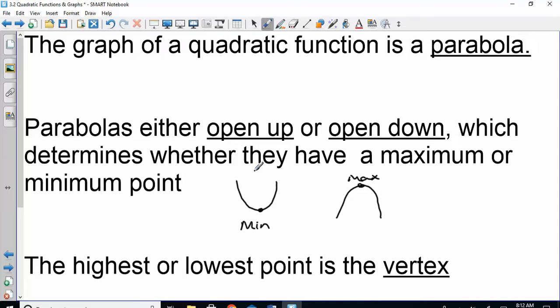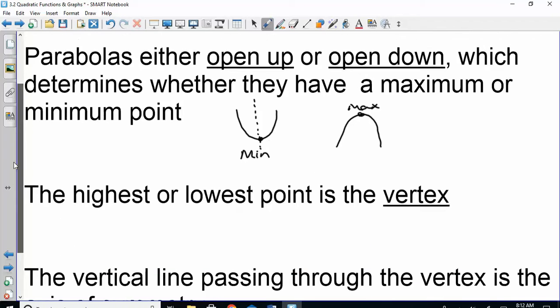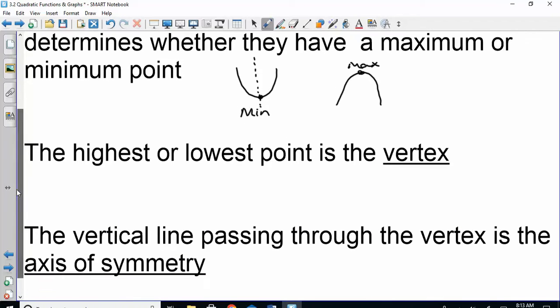We can also talk about, when we graph them, the vertical line that goes through the vertex. Do you guys remember what that was called? Axis of symmetry. I mean, it is the center, so kind of like a midpoint, but the axis of symmetry is the vertical line that divides it into two equal halves.